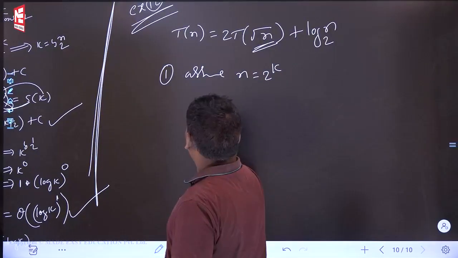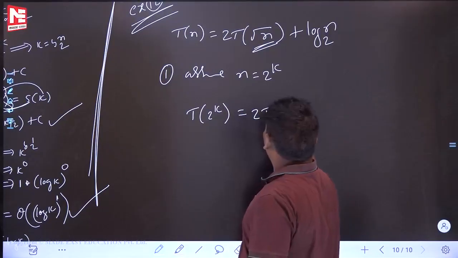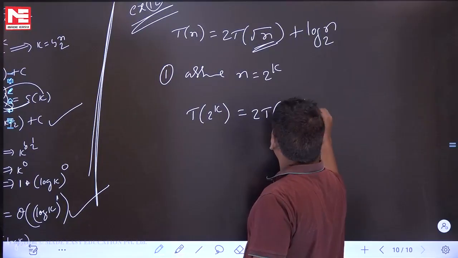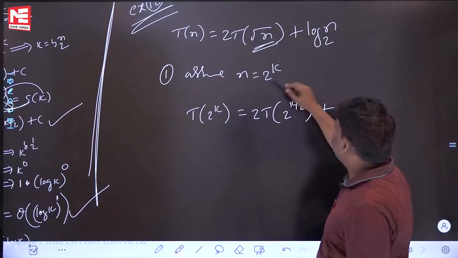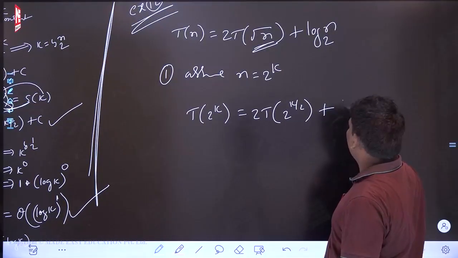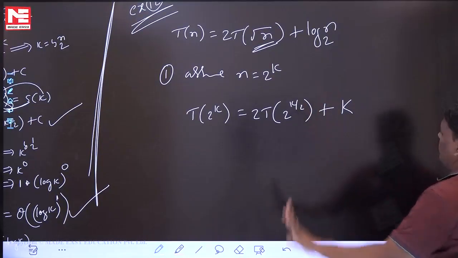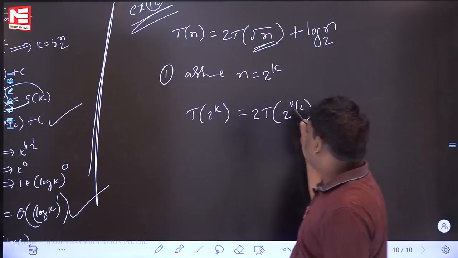Substitute now. T of 2 power k is equal to 2T of 2 power k by 2 plus, what is the answer? n is equal to 2 power k, replace n by 2 power k. Log 2 power k base 2 is k. Wherever n is there, replace it by 2 power k. After the first step is over, this is the answer.